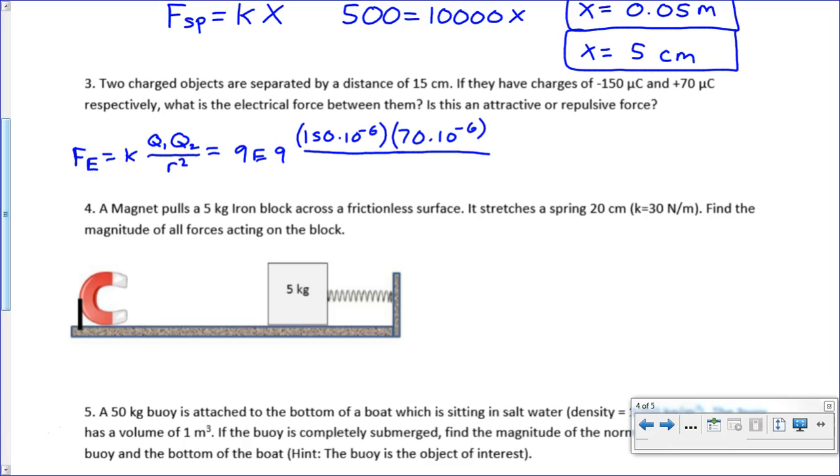Don't include the negative in this. We'll use that to determine if it's attractive or repulsive, but just plug in positive values for this because it will give us the magnitude of the force. And it's 15 centimeters, all right? That needs to be in meters. We can't plug it in centimeters, so it's 0.15 meters, and you have to square that. Then you should calculate that and get 4,200 newtons. And this force here, because it's a positive and a negative, opposites attract, likes repel. This is a positive and a negative, they're opposites, so it's an attractive force.